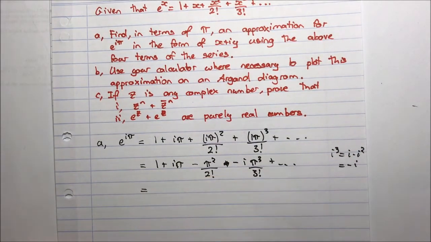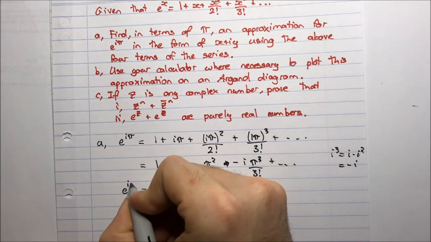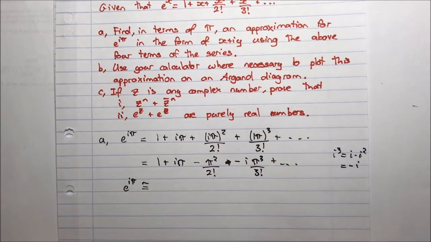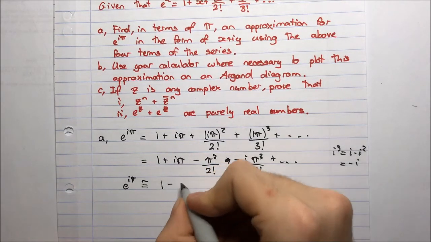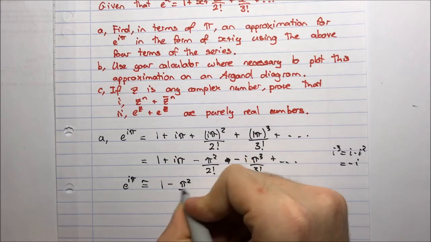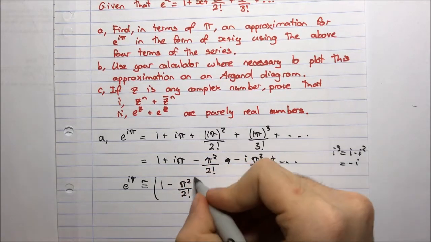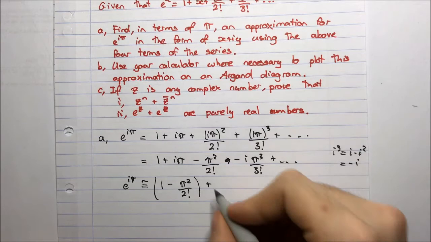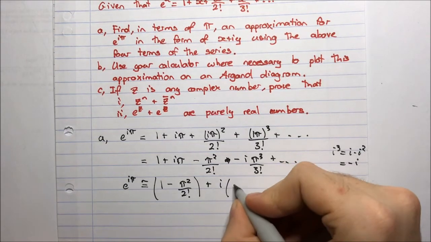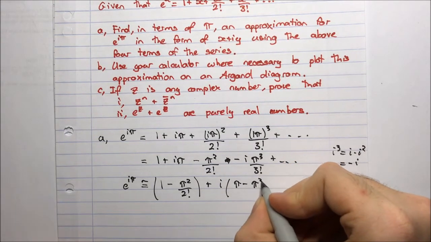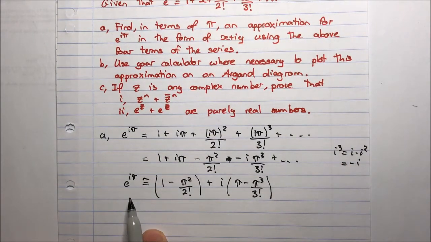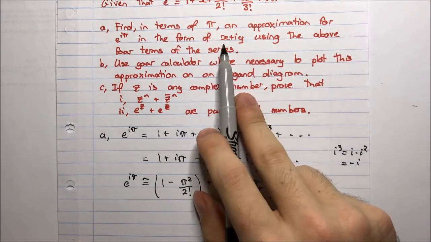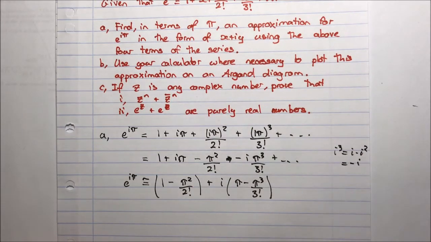And then just collecting the like terms, I can say that e to the power i pi is approximately equal to, using just the first 4 terms, 1 minus pi squared over 2 factorial plus i times pi minus pi cubed on 3 factorial. And this is our approximation for e to the power i pi in the form of x plus iy.